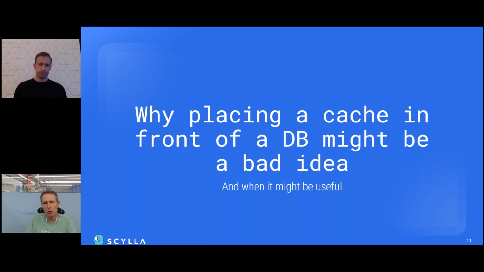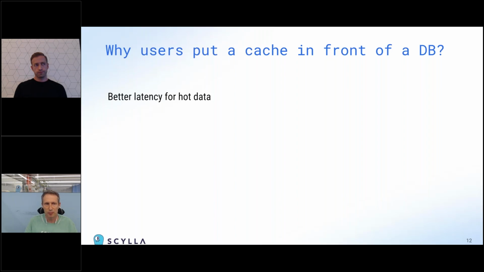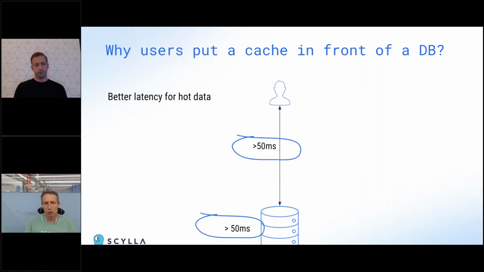Okay, so by now you're convinced that latency is critical, and you are thinking to yourself, okay, my database is pretty slow, maybe I need to put a cache in front of it. So in the next 10 minutes or so, I will try to convince you it's not always a good idea. First of all, why would you put a cache in front of your database? The quick answer is to improve latency.